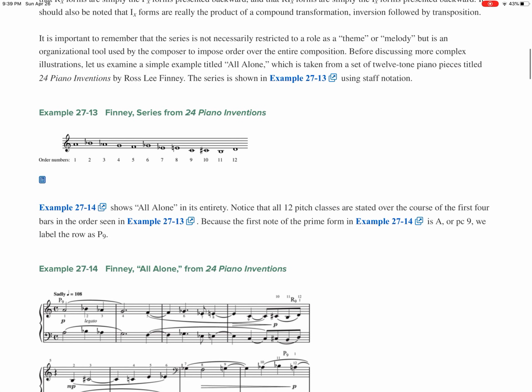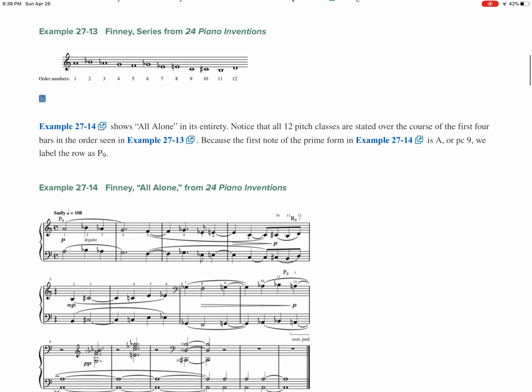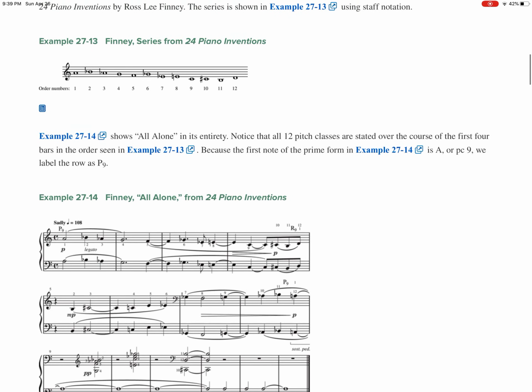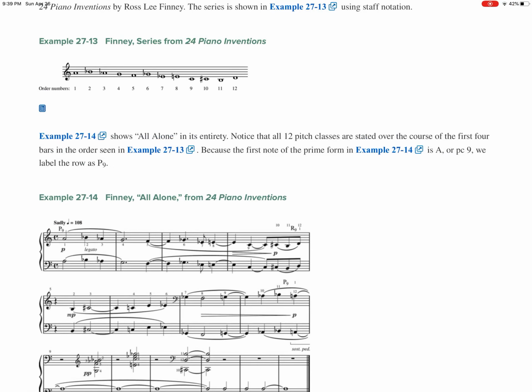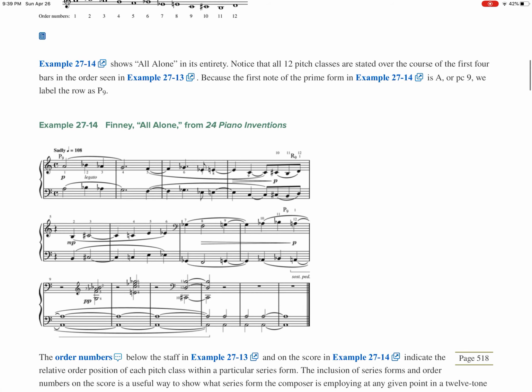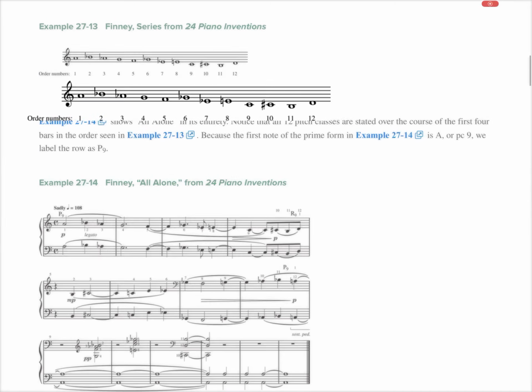Hi, this is video number 2 on 12-tone serialism, talking a little bit more about how to build a matrix based on a single row form. Since we looked at this row form already, of Finney, of that little invention that we heard earlier, we could use this row form to build our matrix.